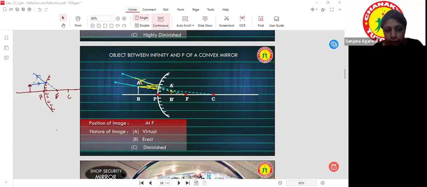And if it is directed towards the center of curvature, it will reflect back on the same path. So the meeting point is here, you can say, near the focus only, meaning between the pole and focus behind the mirror. So this is the image obtained in the case of a convex mirror.